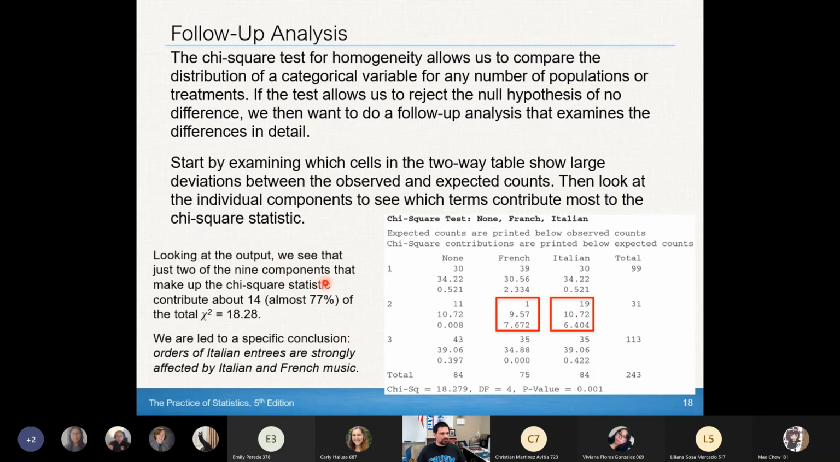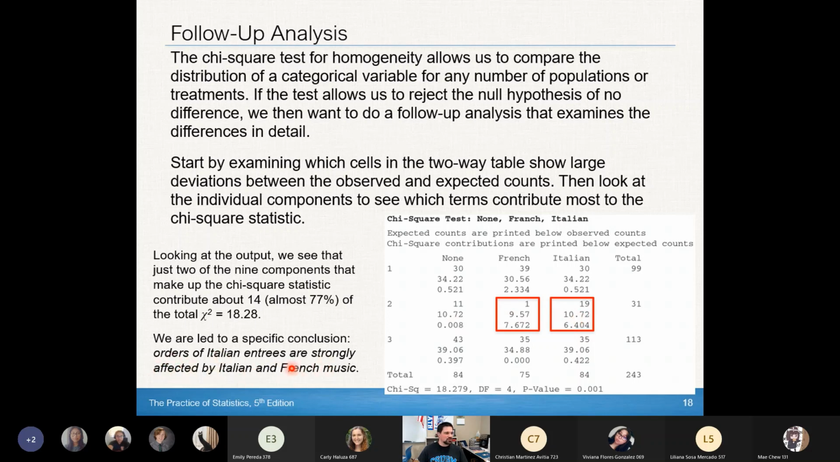Looking at the output, we see that just 2 of the 9 components that make up the chi-squared statistic contribute about 14, almost 77% of the total chi-square, equaling 18.28. Right, French music and Italian food, and Italian music and Italian food. Right, and those have the largest deviations. We are led to a specific conclusion.